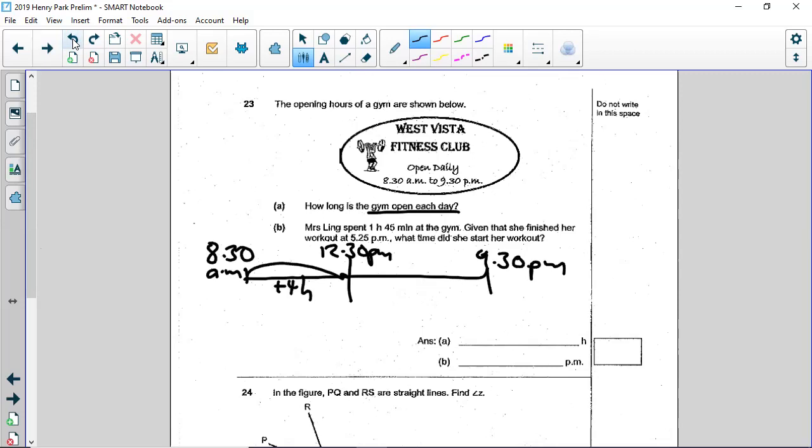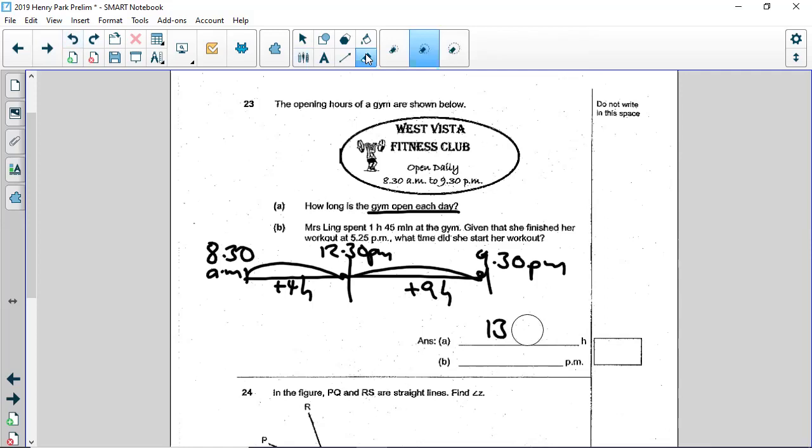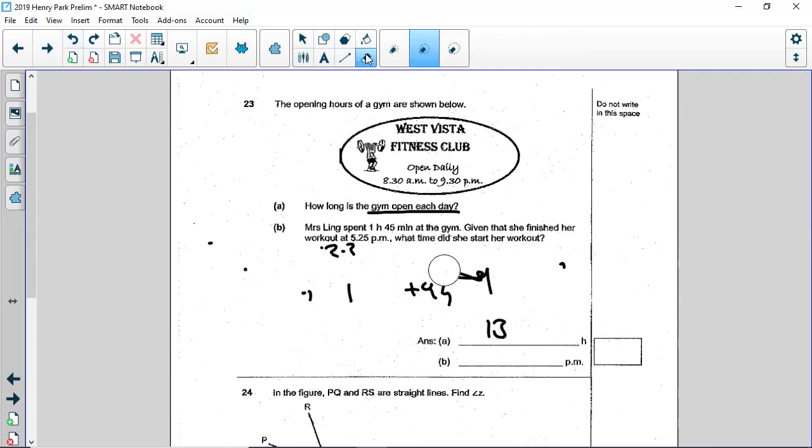All right. So 8:30 to 12:30 is 4 hours. And then from 12:30 to 9:30 will be 9 hours. So 4 plus 9, 13. So if you don't know how to count with your fingers, then use a timeline, okay? Use a timeline. Okay, yeah, Caleb. There's an hour sign already. Oh yeah, there's an hour sign. Then you can just put 13 now. Okay, put 13. Now part B, I will advise you to draw a timeline.